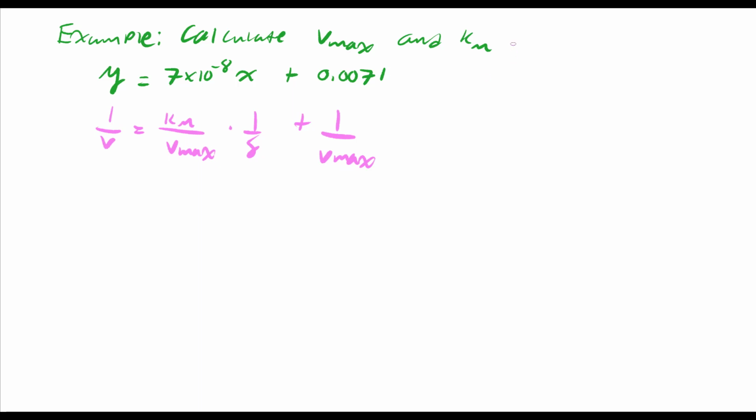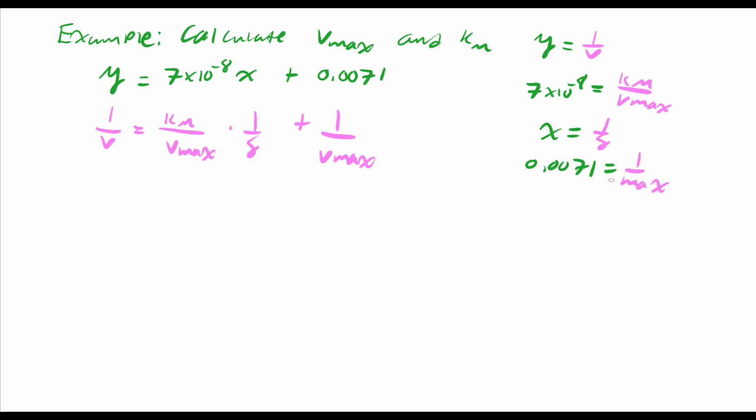So over here we can make a kind of table. We can say that y is 7 times 10 to the negative 8, and x is 0.0071. So what are they equal to? Well, y is equal to 1 over V. 7 times 10 to the negative 8 is equal to Km over Vmax. X is equal to 1 over S. And this number right here is equal to 1 over Vmax.